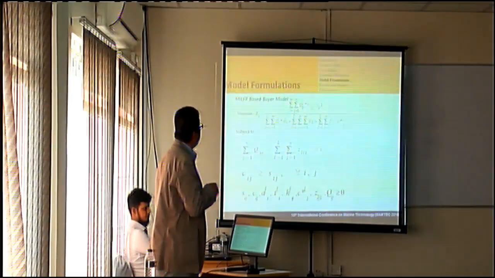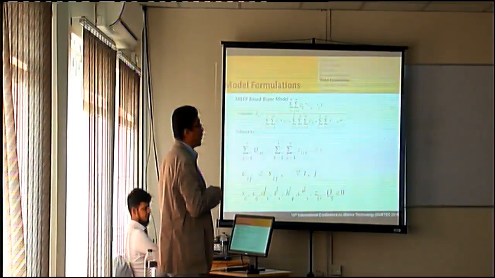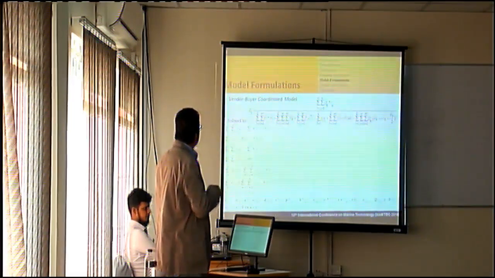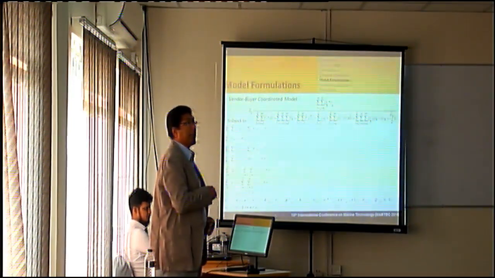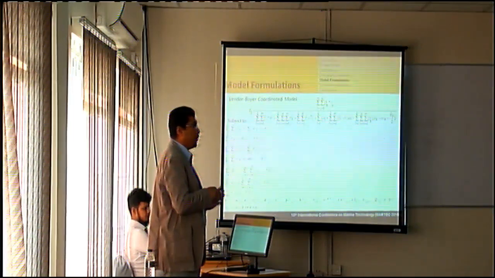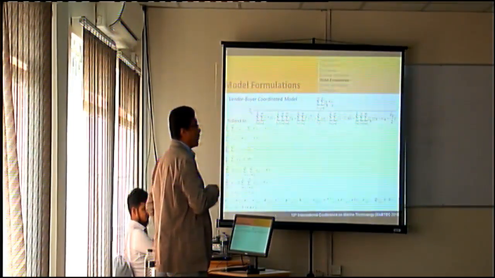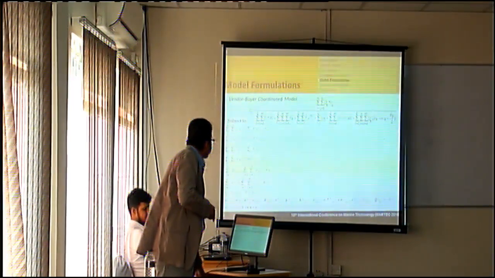This is another model, the buyer model. This is the buyer objective, and there are some constraints for the buyer. Considering this is the coordinated model for both vendor and buyer together. If they work together, or are coordinated, this is the combined model with its objectives and constraints.